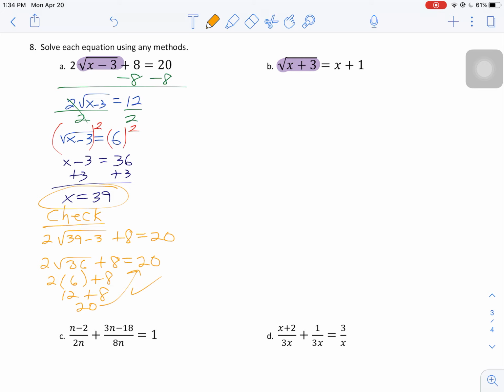For part B, the highlighted purple part is already all by itself, so we don't have to isolate the radical because it's already done. So now we get to jump to the step where we're going to square both sides.